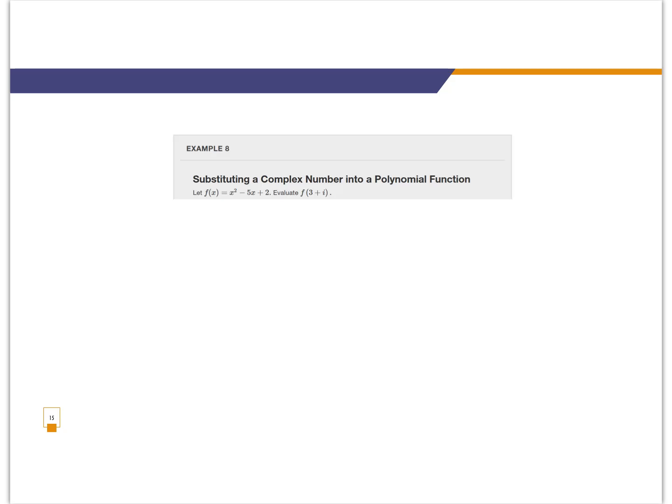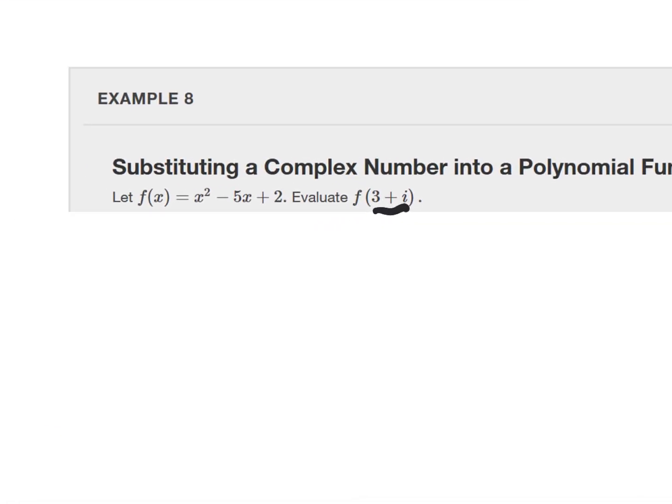F of x is a quadratic, x squared minus 5x plus 2. And we are evaluating the function when we're plugging in a 3 plus i in place of what? I hope you remember from before that this gets plugged into the x here and the x here. That's the concept. That whole thing, 3 plus i, goes into both.